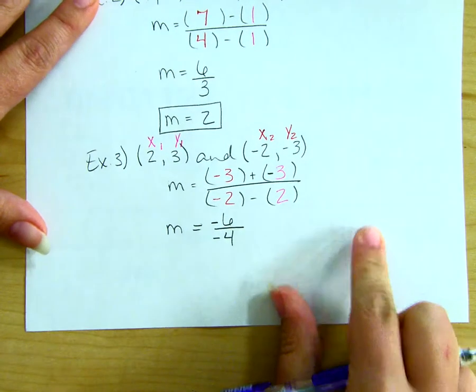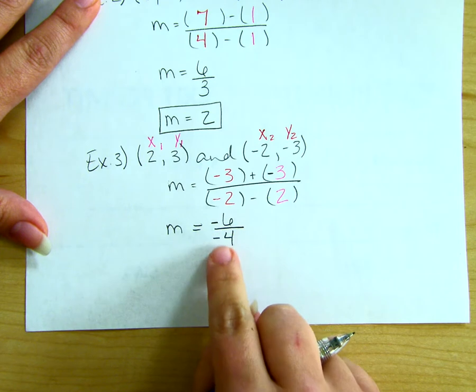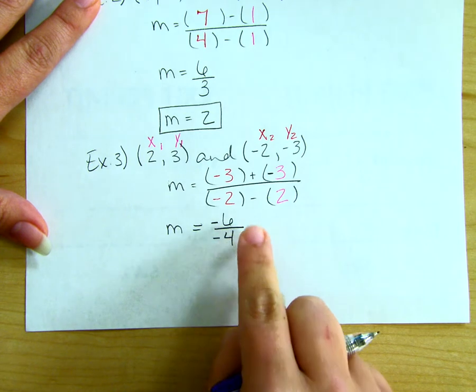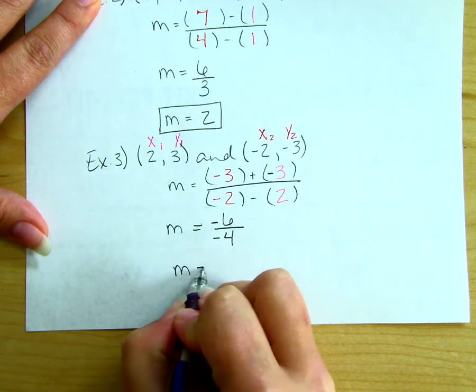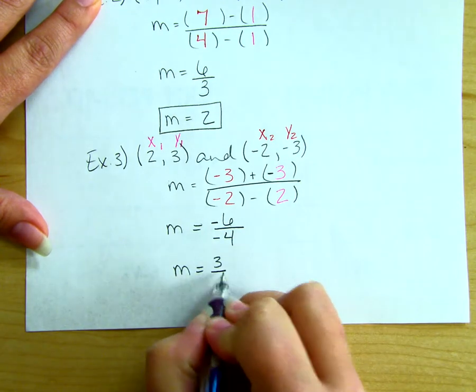Then I notice that I can reduce this fraction. A negative divided by a negative is a positive. And 6 and 4 are both divisible by 2. So I get the slope of 3 halves.